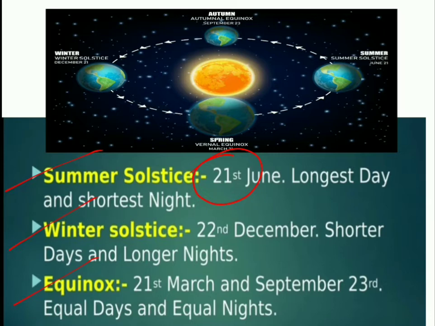Now on 21st June, the day is the longest and the night is the shortest. So we experience terrible heat on that day, and we get very tired during the afternoon. So we prefer to sleep, and we prefer to drink cold beverages, and we are sweating, so we feel sweat.